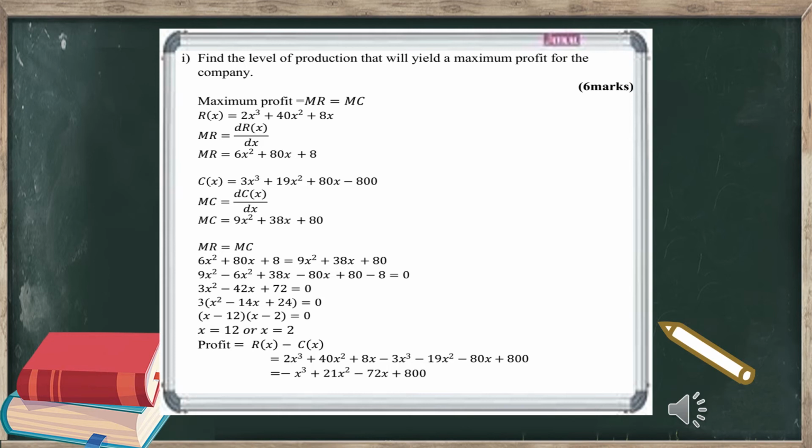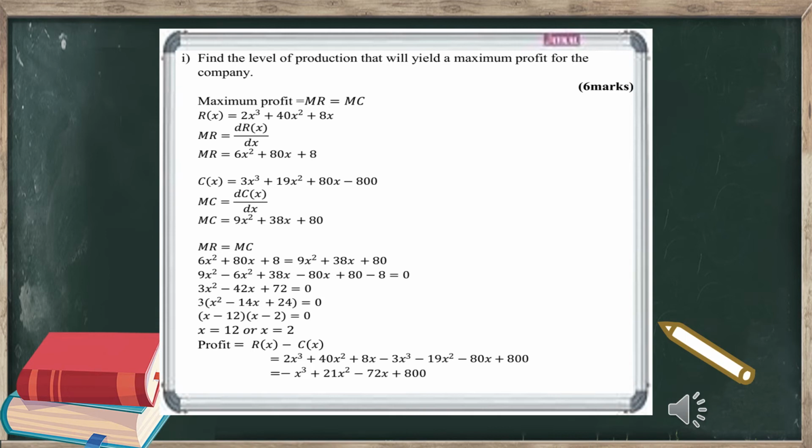First we start with the revenue function. So 2x power of 3, we differentiate, it will be 2 times 3x squared, and then 40x squared, we differentiate, it will be 40 times 2x, and then 8x, we differentiate, it will be 8. So we got the marginal revenue function is 6x squared plus 80x plus 8.